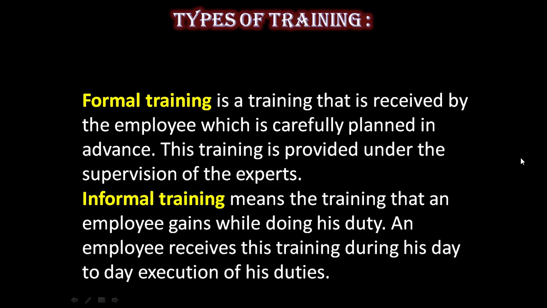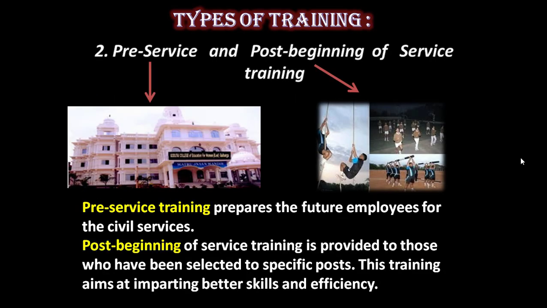Formal training is the training received by the employee, which is carefully planned in advance. This training is provided under the supervision of experts. Employee is nothing but a worker. Whereas informal training means the training that an employee gains while doing his duty. An employee receives this training during the day-to-day execution of his duties. Formal training is carefully planned in advance, whereas informal training is received while he is doing the duty. And the next one, pre-service and post-beginning of service training.